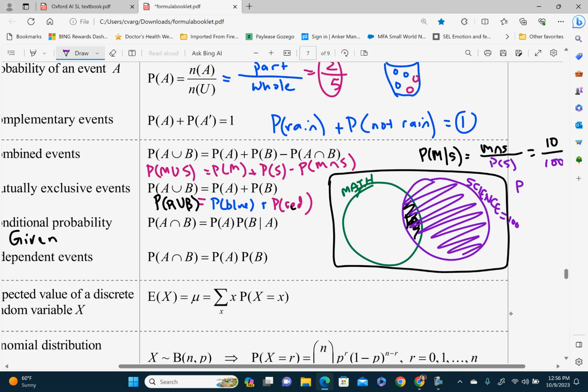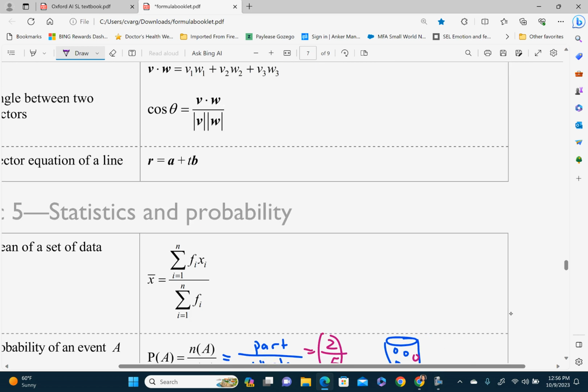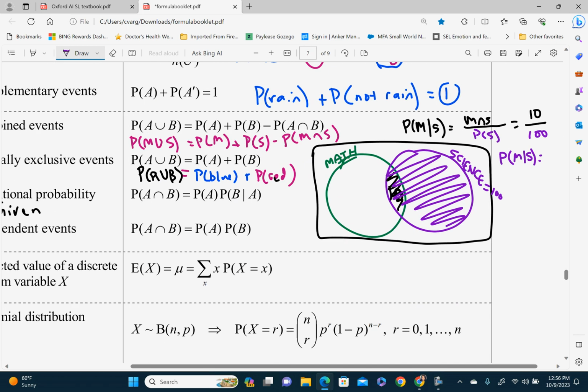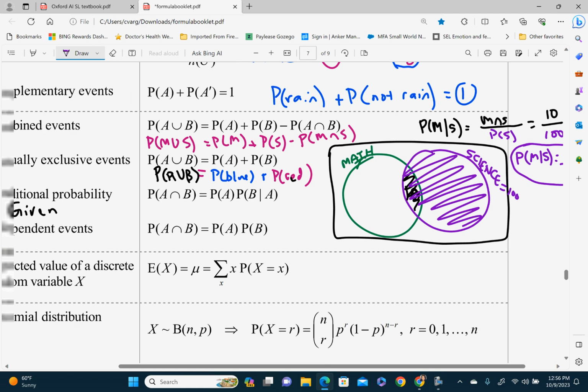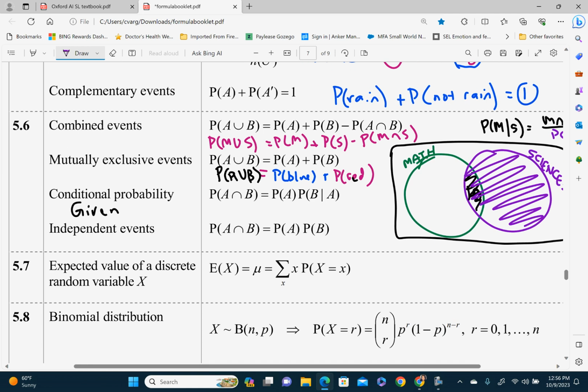So math given science is going to equal 10 out of 100, which is the same thing as 1 out of 10, okay? So I can write this as 1 over 10, and that would be my probability of math given science, okay? I hope that makes a little bit more sense. If two events are independent, this and is just, you're just multiplying these two. You take the probability of A times the probability of B, and you just multiply it, okay?